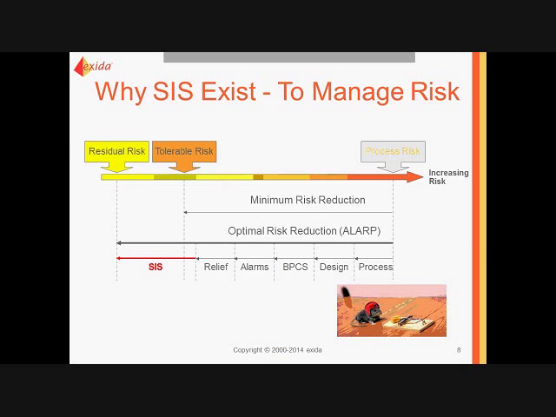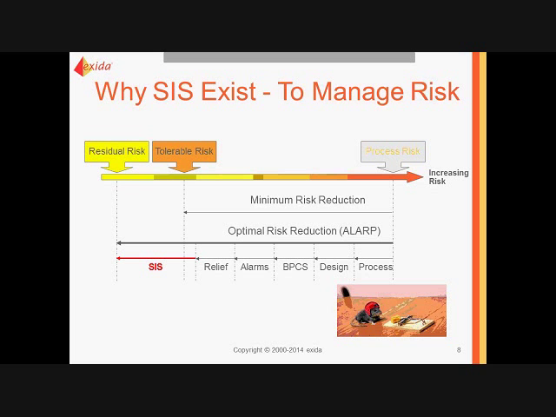So why does an SIS exist? Well, it is there to manage risk. And as you can see from the top of the line, we have increasing risk, process risk, and then going down below that we have minimum risk reduction. This is what we are looking at to bring the process risk down to a tolerable level. And of course there are different things you can do with that. You can look at the process, you can see, okay, how safe can we make the process? Is there anything we can do there?